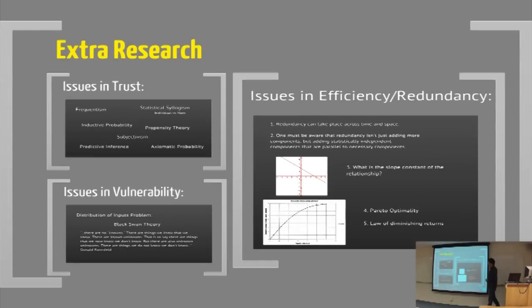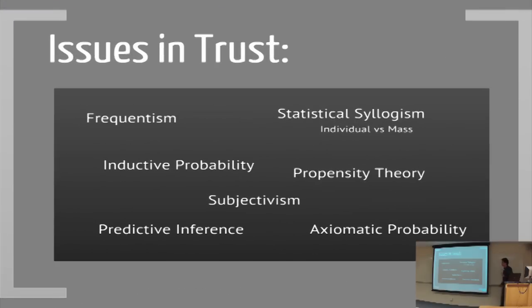So finally, there are some assumptions that I obviously have not touched upon. The first part is trust. There are some problems with trust because there is frequentism, subjectivism, predictive inference, axiomatic probability, all these kinds of interpretations of probability. I can't even explain most of those. You can probably look them up yourself. And again, that affects the way you trust things because lots of people interpret probabilities differently.